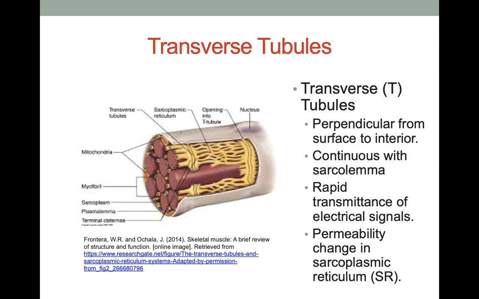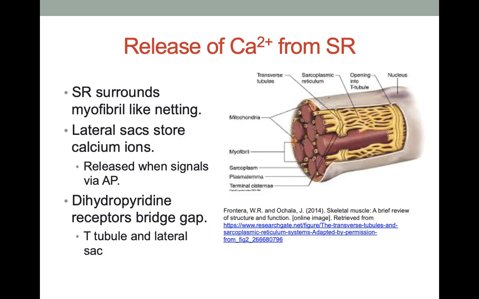What this does is, an action potential that makes it into the T-tubule causes a permeability change in the sarcoplasmic reticulum, the SR, and that's this mesh-like or net-like substance here between them. So with the T-tubules and sarcoplasmic reticulum, we change the permeability, and it makes things go a little faster. It makes the nerve impulse go so we can cause this contraction to occur. And again, we're back to calcium.